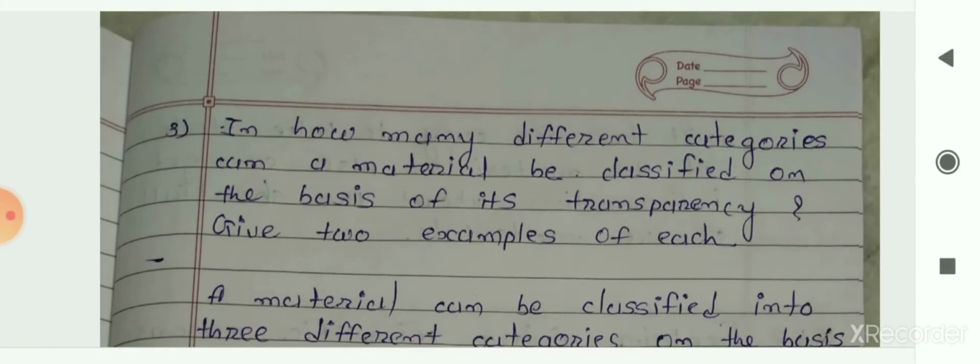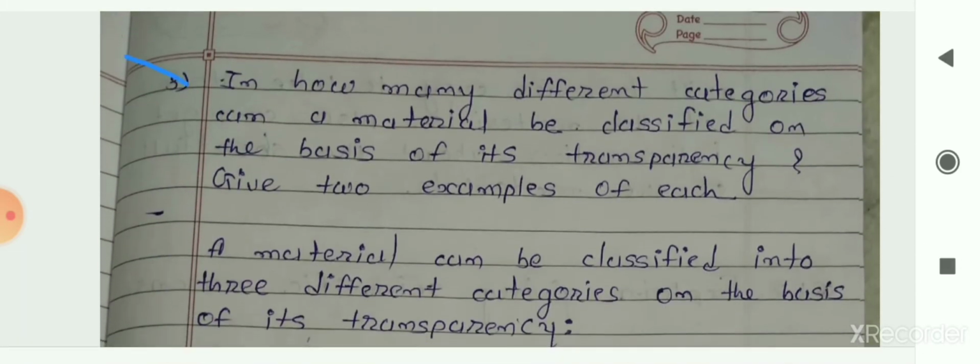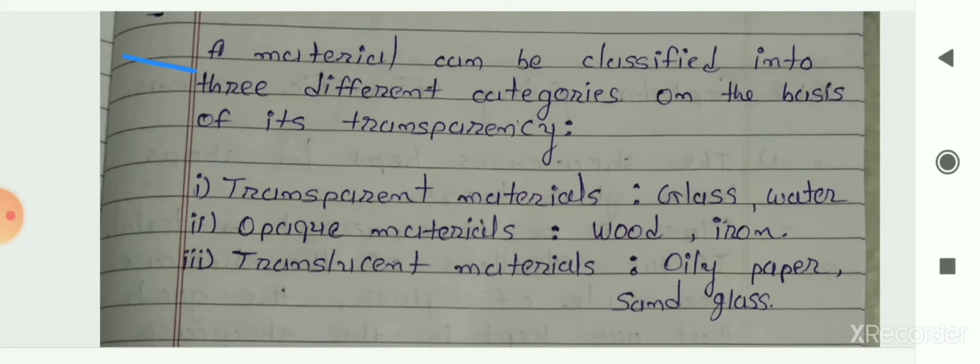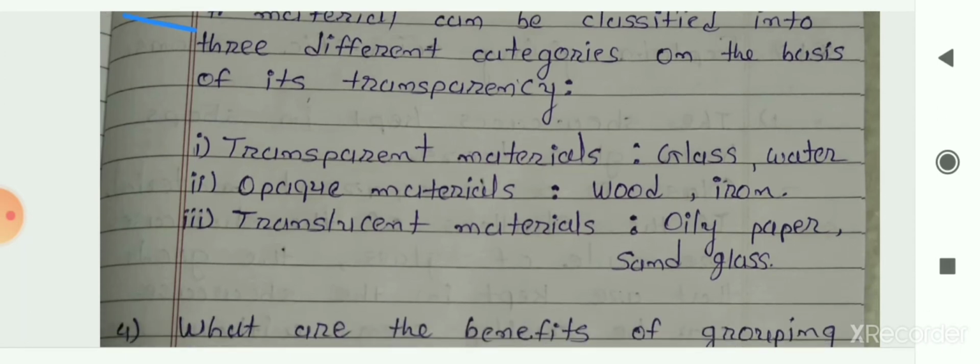Next is, in how many different categories can materials be classified on the basis of their transparency, and give 2 examples of each. On the basis of transparency, in how many categories are we classifying the objects, that we have to write. The material can be classified into 3 different categories on the basis of its transparency. Those 3 categories are: first is transparent materials, then opaque materials and translucent materials.